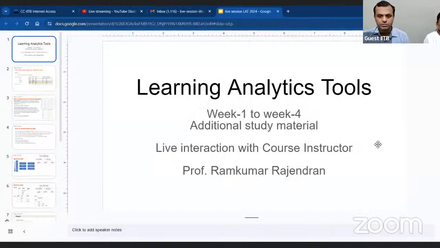So I will quickly go through. The idea is that we've gone through the learning material from week 1 to week 4. We found that some of the content needs a bit more explanation, and we keep adding content. For example, we added content about pre-processing. So we're trying to connect the missing points and show how data pre-processing is important for learning analytics.